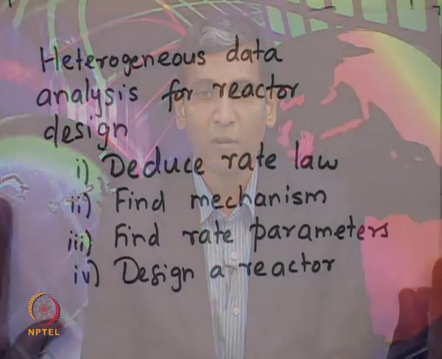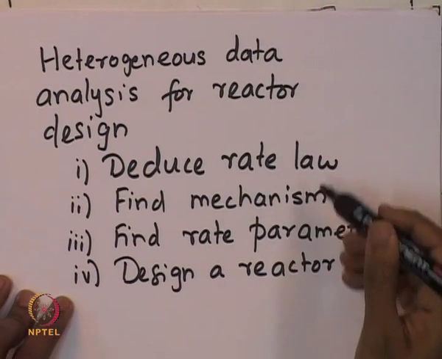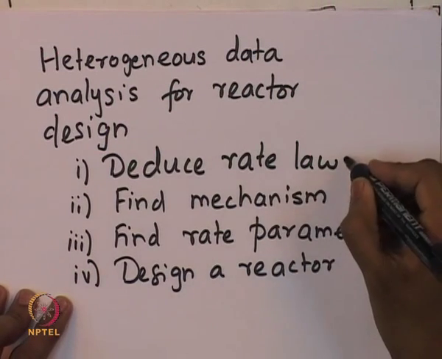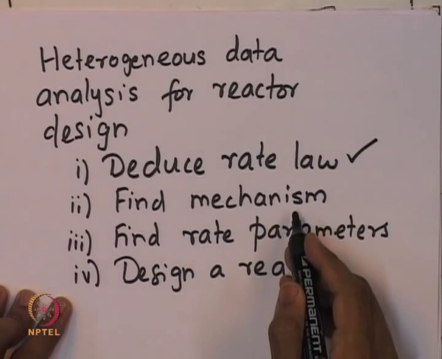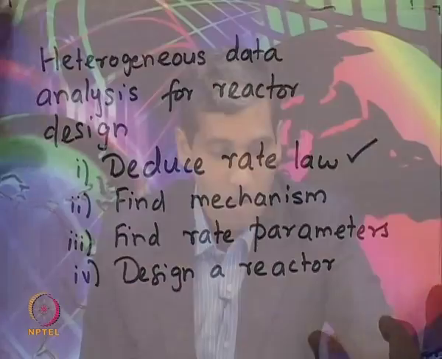So the next step towards finding the rate law, if we go back to the set of different steps involved, we have now found the rate law. So we need to next go ahead and find the mechanism that governs this particular set of heterogeneous reactions. So the next step is towards finding a mechanism.